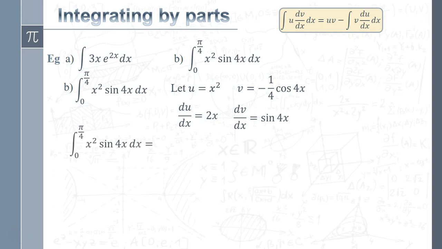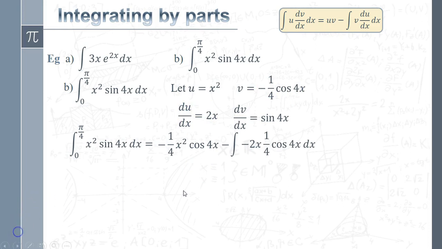Let's whack it all together. So we've got, again, u dv dx. So the first bit I need is my uv, which is that one. So uv is minus 1/4 cos 4x times x squared. That's that bit there. Minus the integral of v du dx. So let's put those together there.